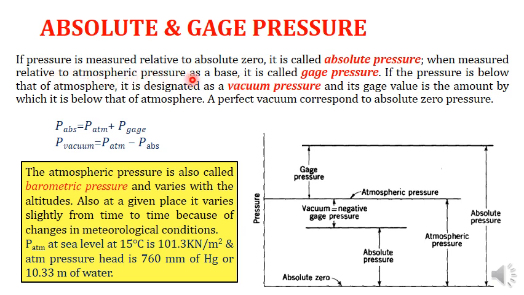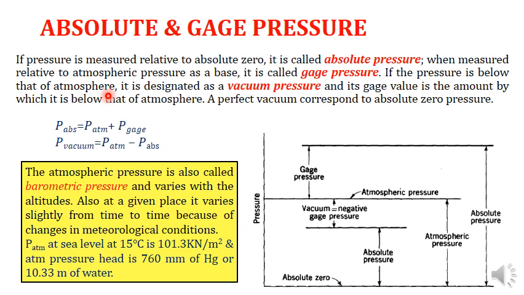If the pressure of the fluid is measured relative to atmospheric pressure as a base or as a datum, it is called gauge pressure. Now, if we come up and atmospheric pressure is considered as the datum point, the base point, and you have the same fluid under consideration for which you want to determine the pressure, and you measure its pressure relative to the atmospheric pressure, considering the atmospheric pressure as a datum line, then this pressure is going to be called gauge pressure.